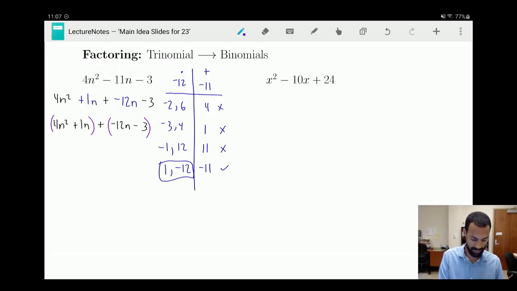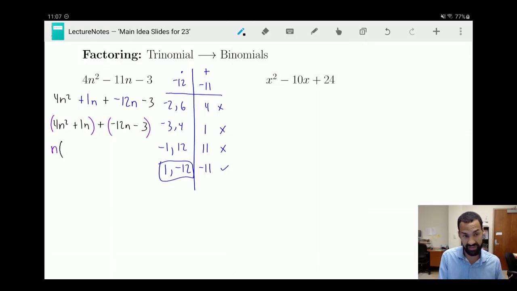Now I want to look for the greatest common factor in each of these sets of parentheses. Find the greatest common factor in each of them and factor it out. So 4n squared plus 1n. 4 and 1, the only thing they have in common is 1, right? The only common factor is 1. But each term has a variable, and the lowest exponent on those variables is the first power. This one has n to the first. So 1n is my common factor. I'm not going to write the 1.